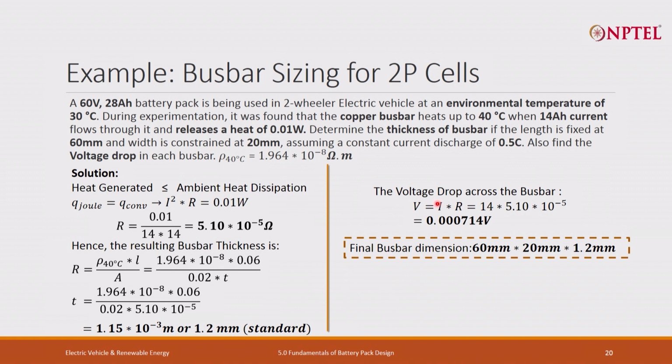The next is the voltage drop across the bus bar, and that is nothing but V equal to I R across the bus bar. Here I is 14 and the resistance we have already. So, for one bus bar, we know the resistance here, and that gives 0.000714 volt. So, the final bus bar dimension we can say is 60 mm into 20 mm into 1.2 mm. So, 60 mm is the length, 20 mm is the width, and 1.2 mm is the thickness.